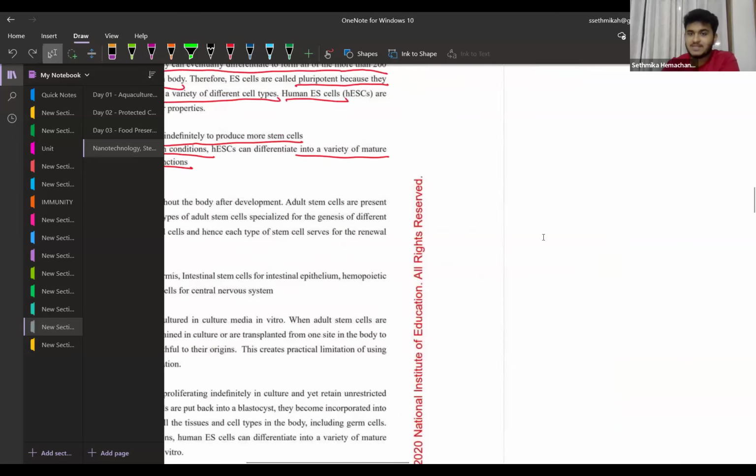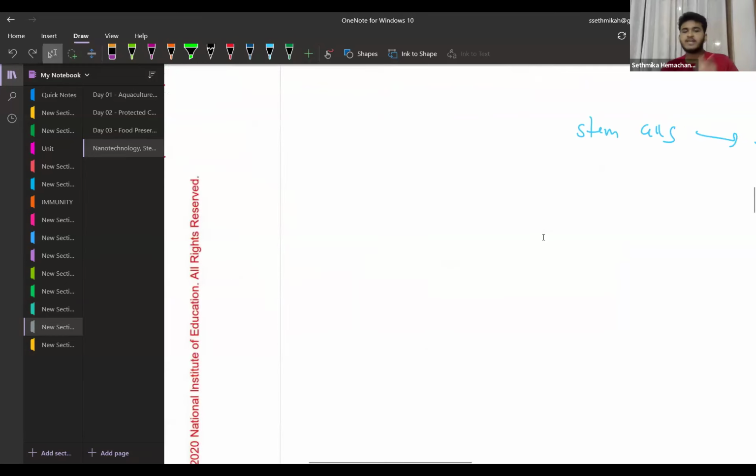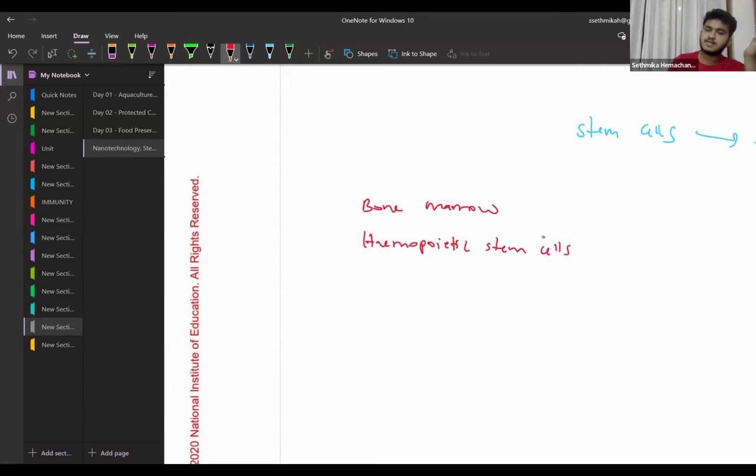Right, then adult stem cells. We in our body have adult stem cells, and they can develop into different cell types. They only form a specific type of cell. Again, in your bone marrow, you get hemopoietic stem cells, right? They will give rise only to blood cells.